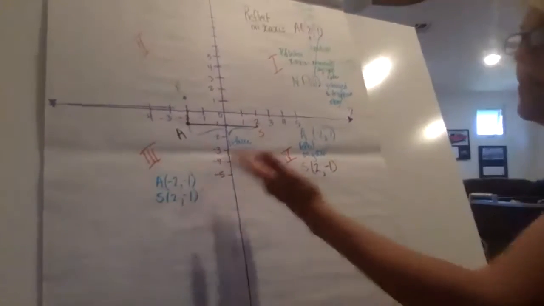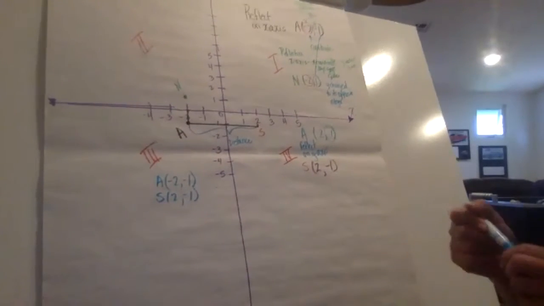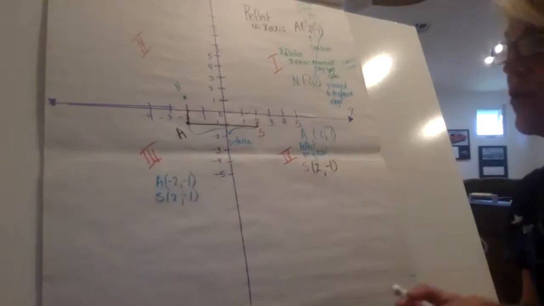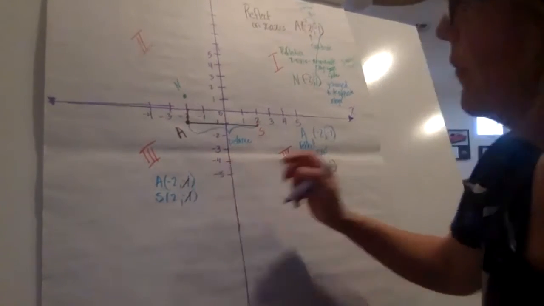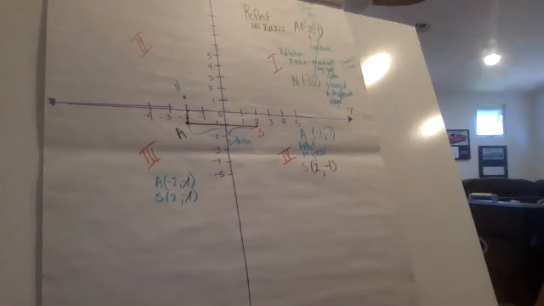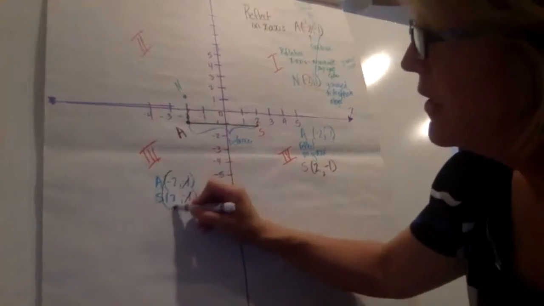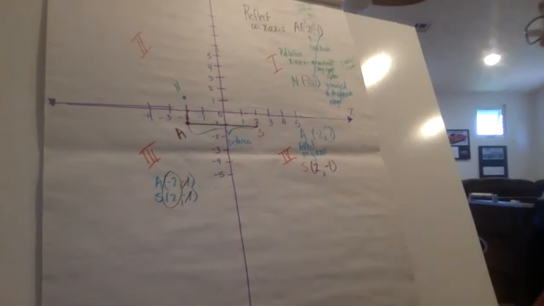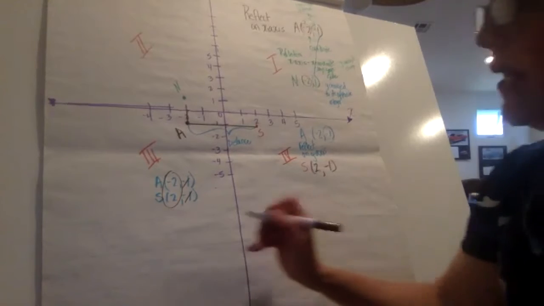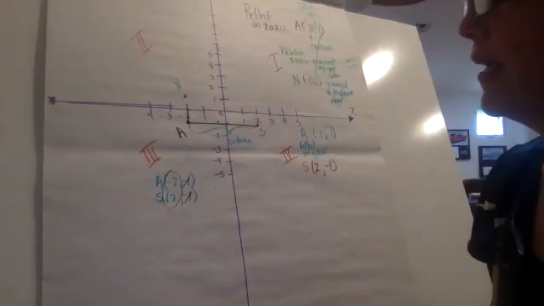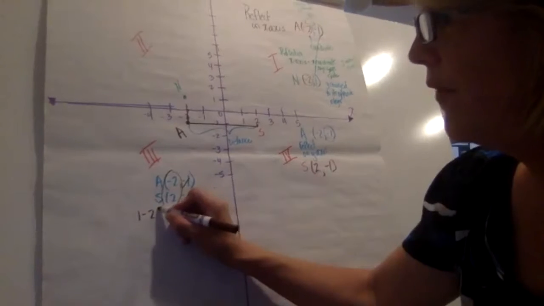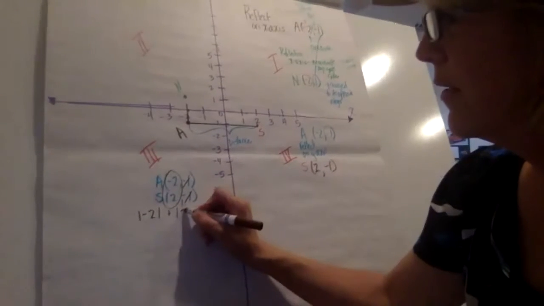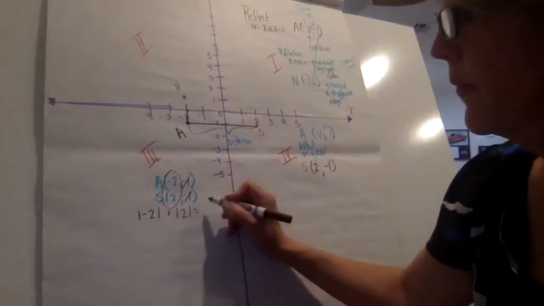So I want to know what's the distance between those two. From looking at those 2 points, I can see that these 2 coordinates are exactly the same. So that didn't change. I really don't want to look at that. I want to look at the space here. And I see that for point A, it's -2, and for point S, it's 2. So if I take the absolute value of those two coordinates, I will get the distance.